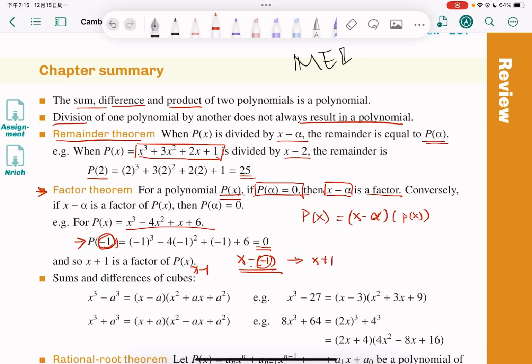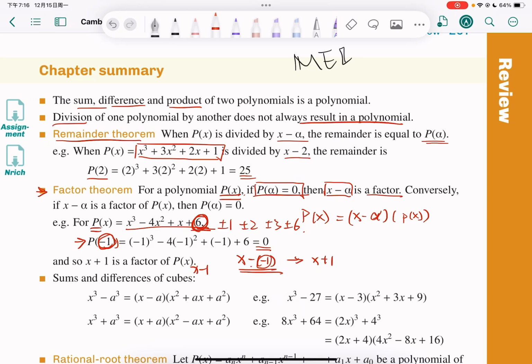So, commonly, we just try the factors of the last constant term, so 6. We try plus or minus 1, plus or minus 2, plus or minus 3, and even plus or minus 6. These are the factors of the 6, of the last term, constant term. And we try these values and put them in the function p to see if it can satisfy the 0.